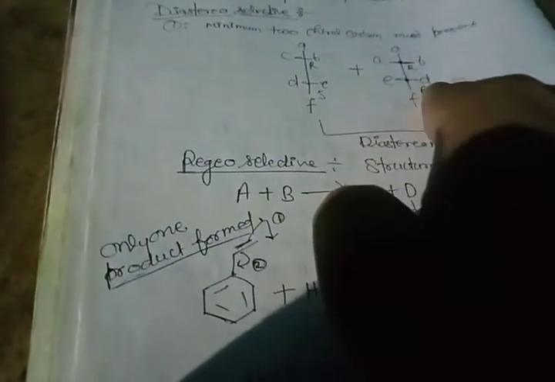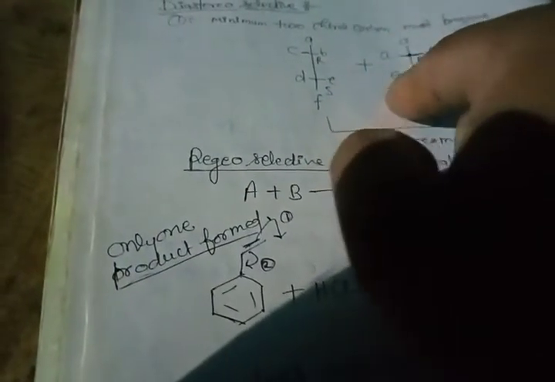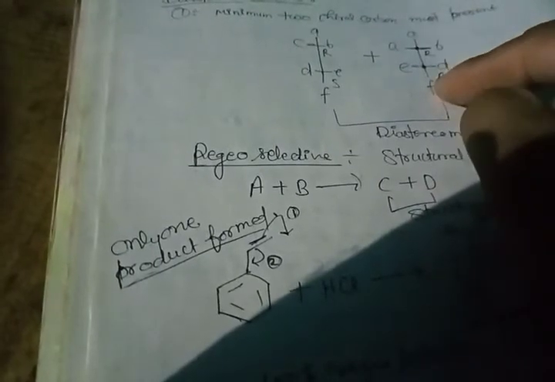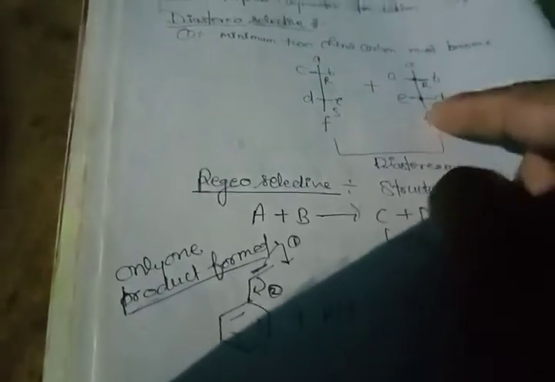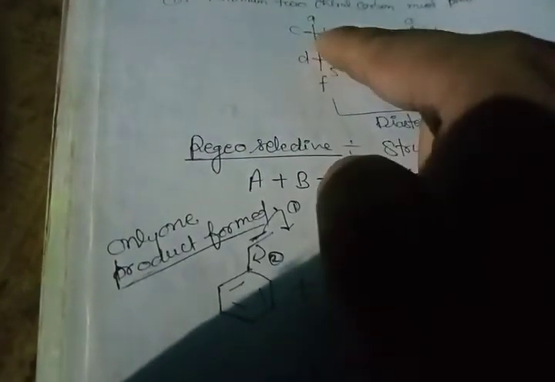See here, A, B, R. This one is same, A and A. See here, D, F, E. See here, this is different. One chiral carbon is there, one chiral carbon is there.